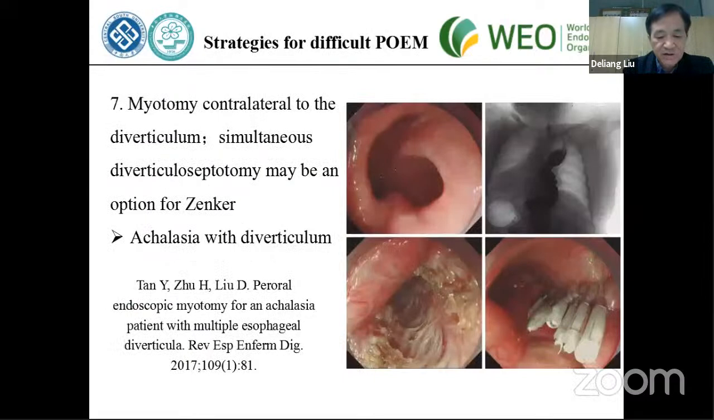For achalasia patients with diabetic colon, myotomy contralateral to the diabetic colon is recommended. Simultaneous diabetic colon resection may be an option for some.